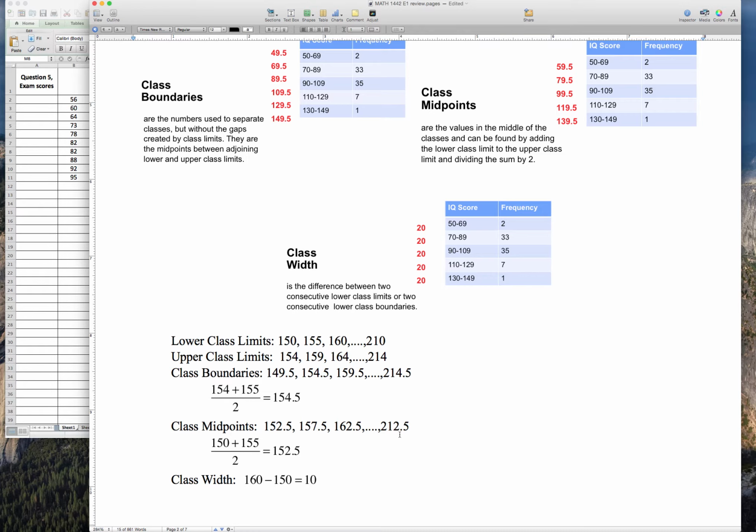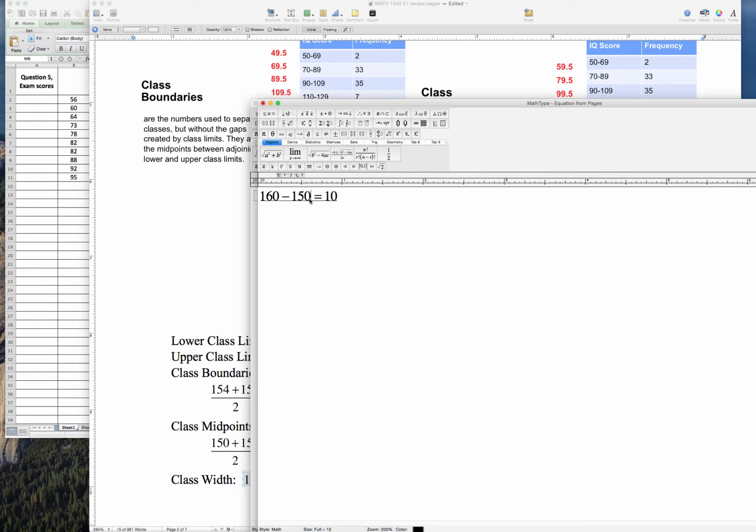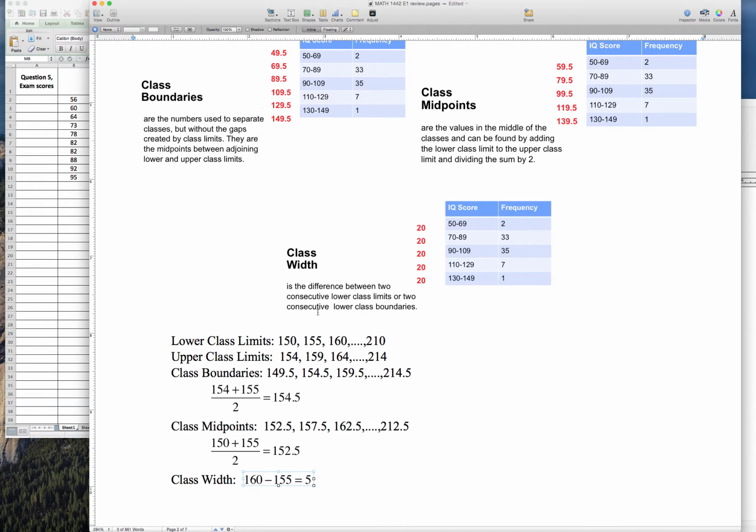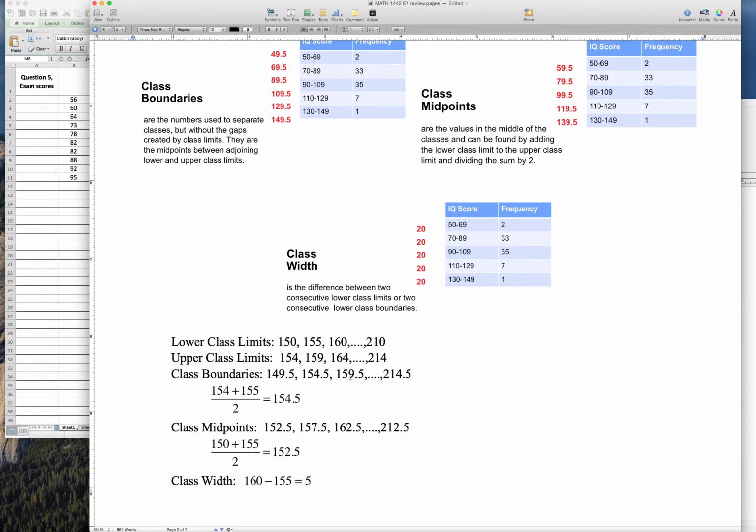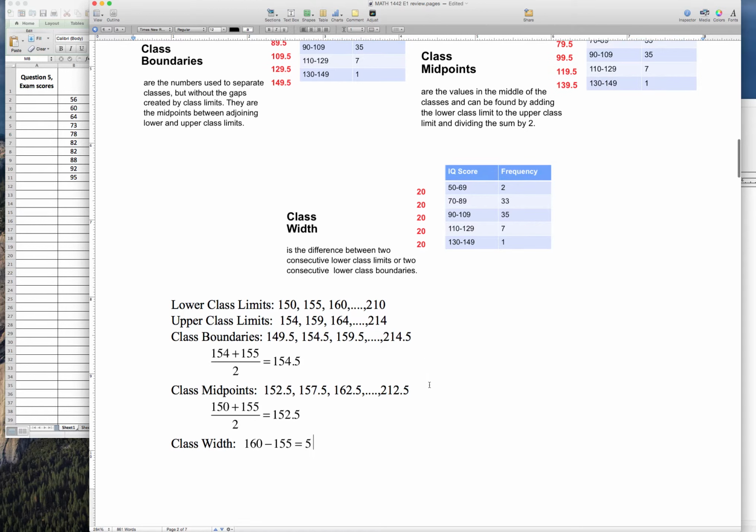The class width in this case is actually not 160 minus 150. So let me fix that. It's 160 minus 155. So the class width in this case is 5. And you could have arrived at that by subtracting any two subsequent lower class limits, or any two consecutive upper class limits. So 159 minus 154 would get you 5, and so that's the class width for these classes in this distribution.